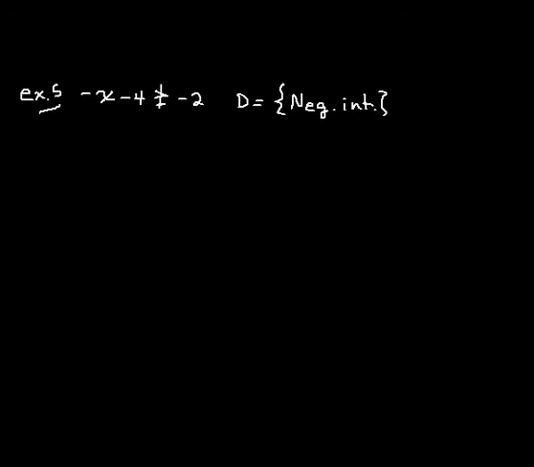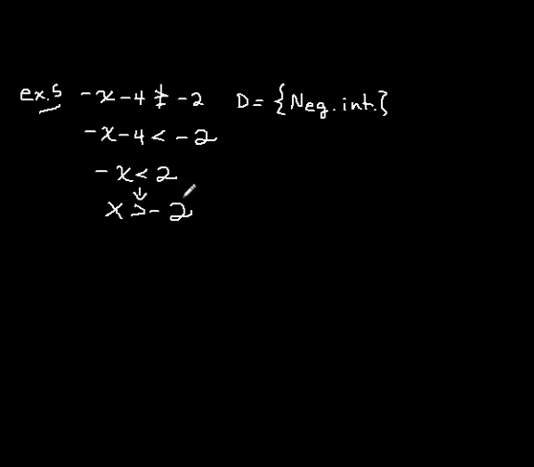One more of these before we get on to something more complicated. Not -x is -4 is less than -2. Solve it for x. -x is less than 2. X is greater than, so I'm switching that, -2.